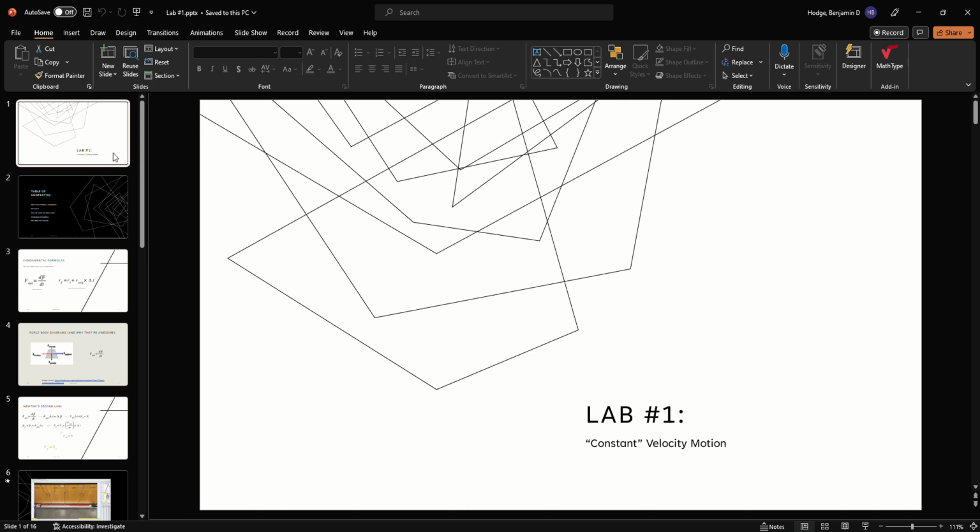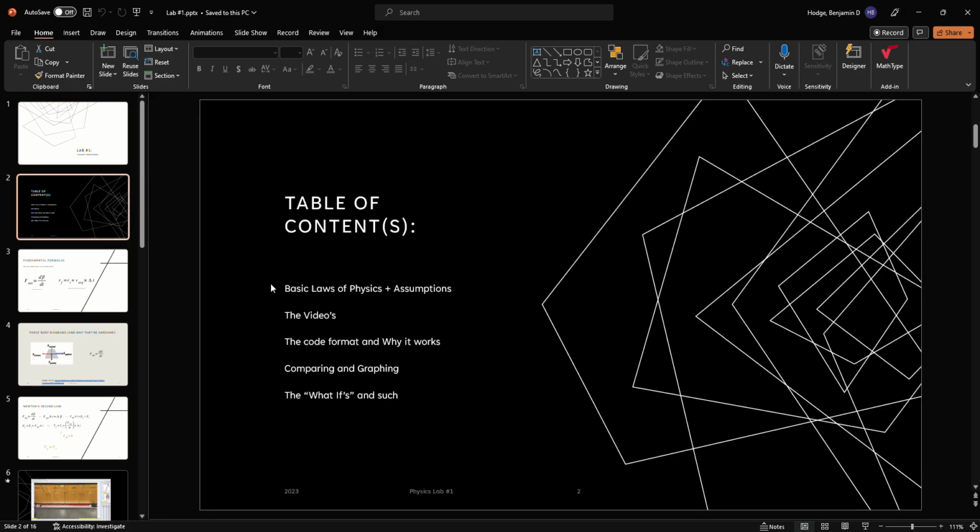Howdy, and welcome to Constant Velocity Motion, which is just lab number 1 for Physics 2211. Our table of contents: we're going to first be discussing some basic laws of physics and assumptions we're going to make about the lab, and then we'll get into the meat of it later.